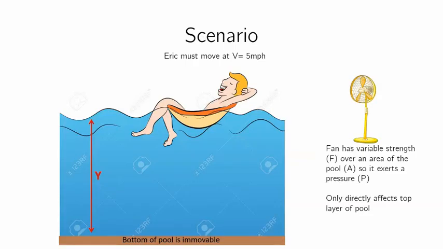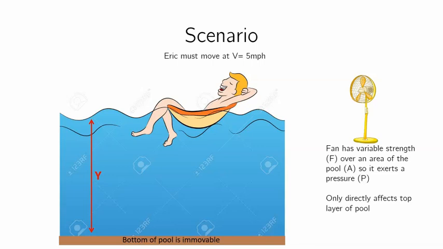So imagine I have this guy in a swimming pool, and he's sitting there on this floaty, and I have a fan that can blow on the water and move him. I want to move him at, say, 5 miles an hour. I can change the speed at which the fan is spinning, and when it's spinning faster, it will have more force on the water. It will exert a pressure: a force over an area of the pool.